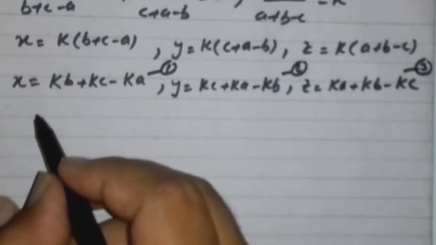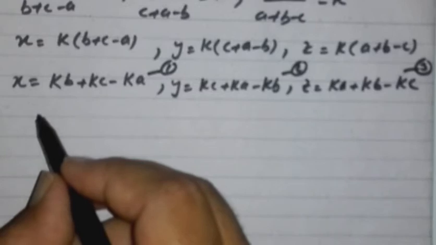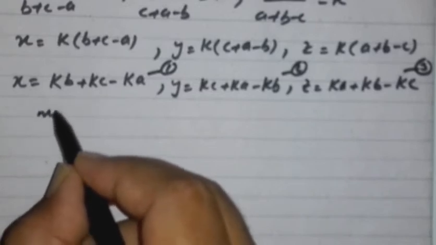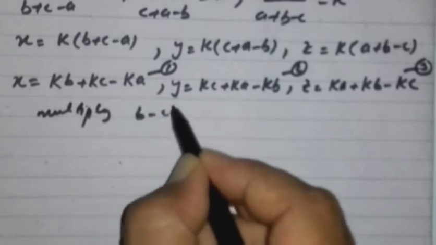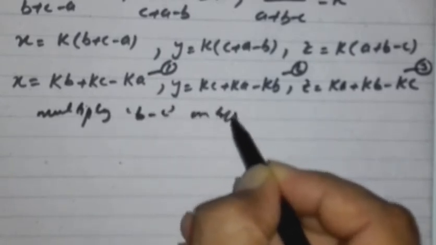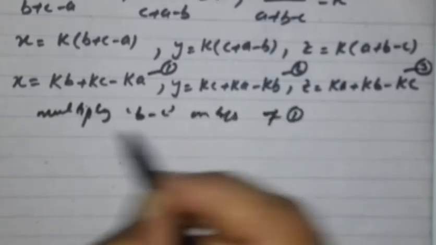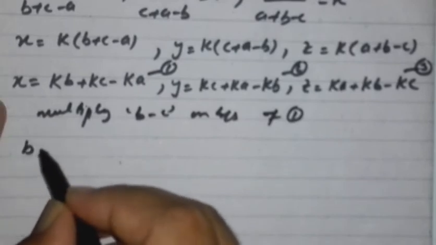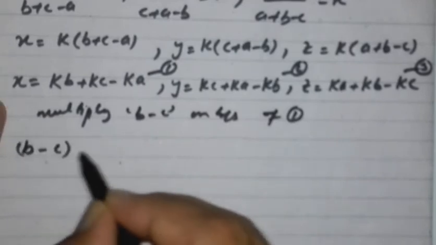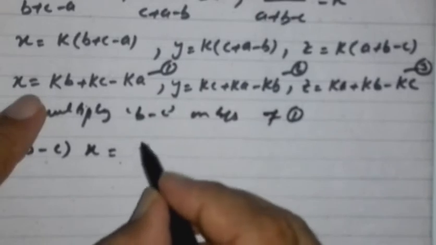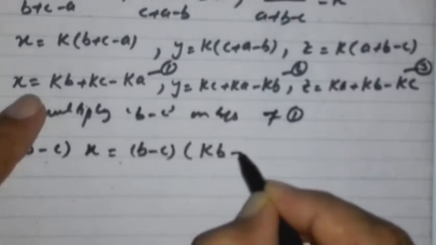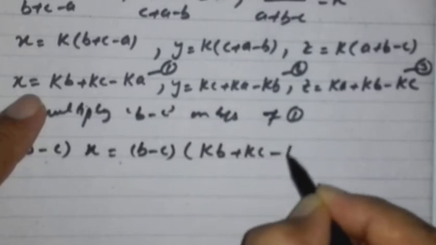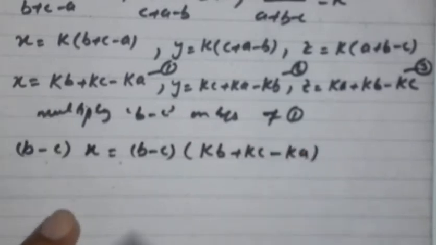Multiply b minus c on both sides of equation 1. So here b minus c x equals b minus c into kb plus kc minus ka.